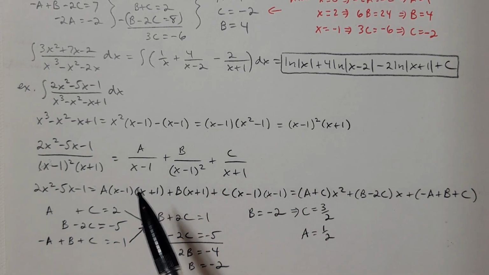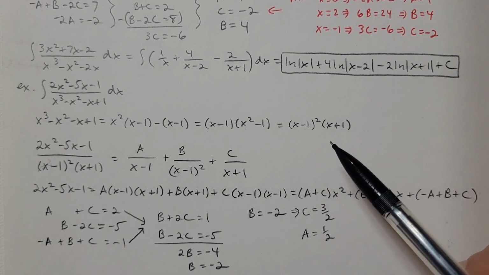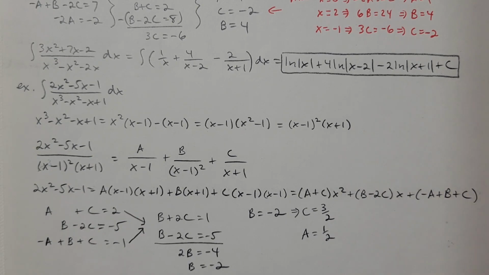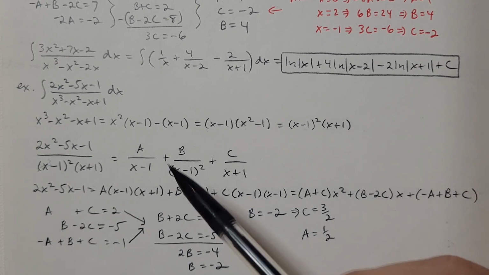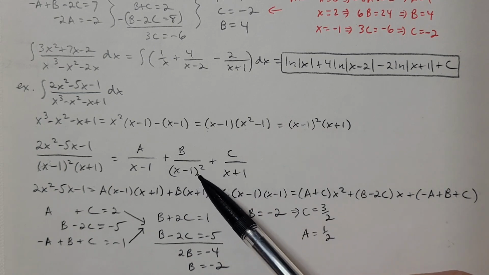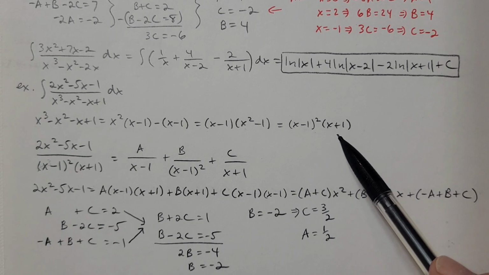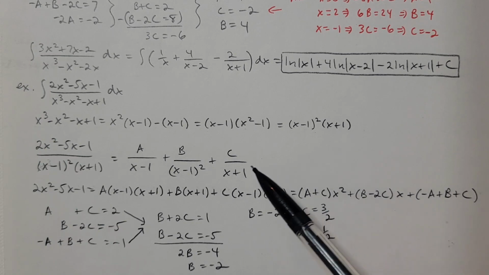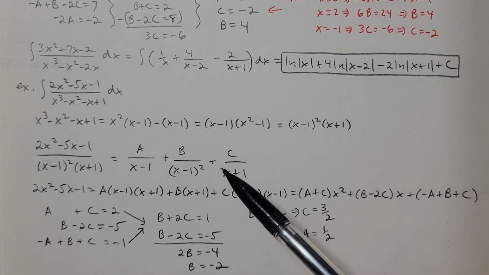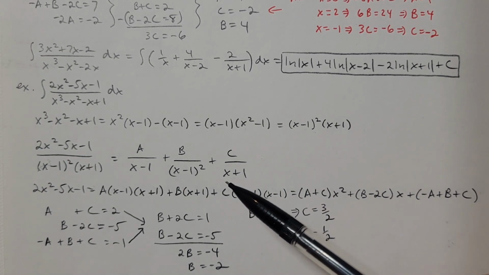So when I set up my partial fraction decomposition here, all three of these are linear factors. I'm going to have A divided by x minus 1, plus B divided by x minus 1 squared, because x minus 1 repeats 2 times, and then plus C divided by x plus 1. Don't forget about the fact that x minus 1 repeats. If I only had A and B here, I would not get the right answer.